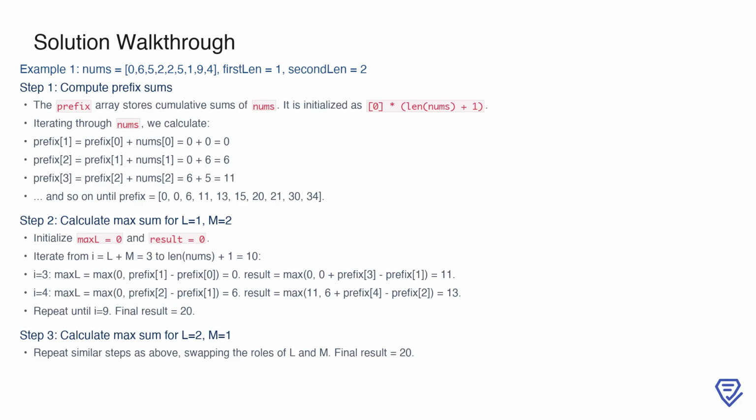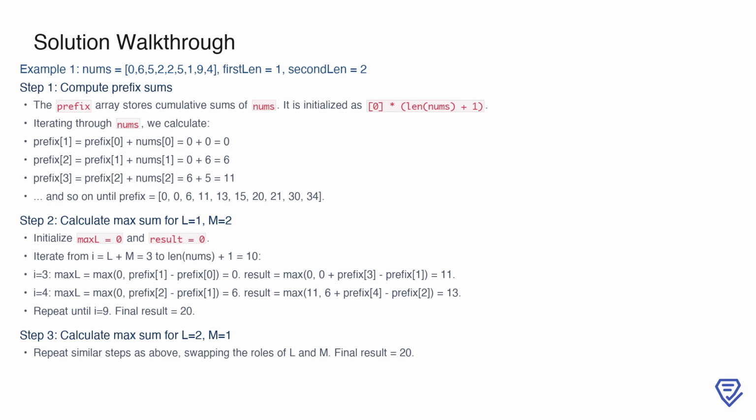Starting from index 3, which ensures both subarrays fit, we update max L to be the greater of its current value or the sum of the first subarray ending at I minus M. Then, we calculate the total sum by combining max L with the sum of the second subarray ending at I. Using this approach, we find that the maximum sum for this configuration is 20.